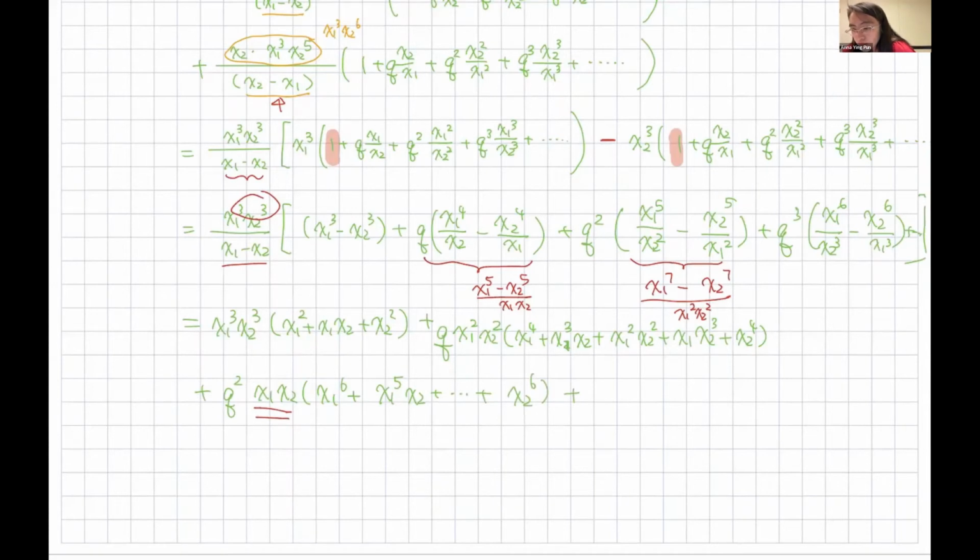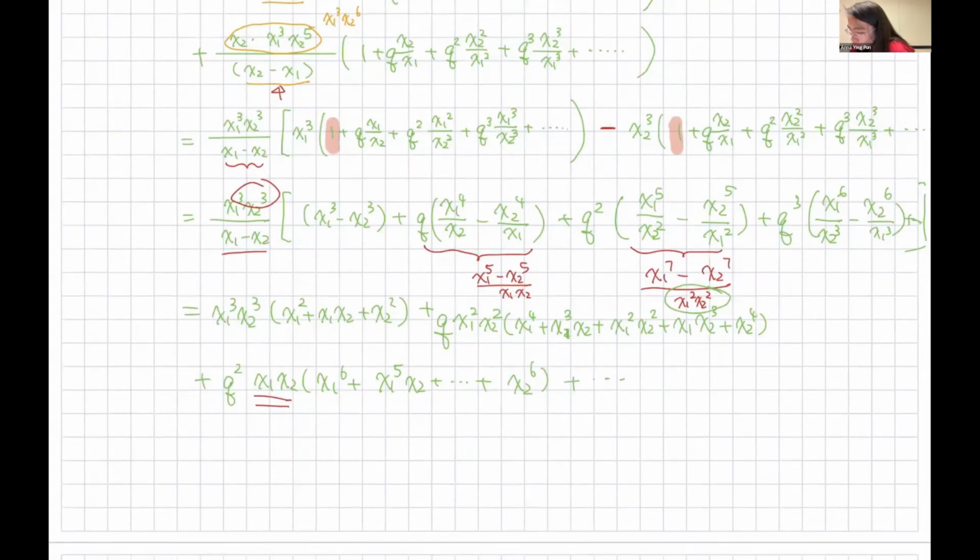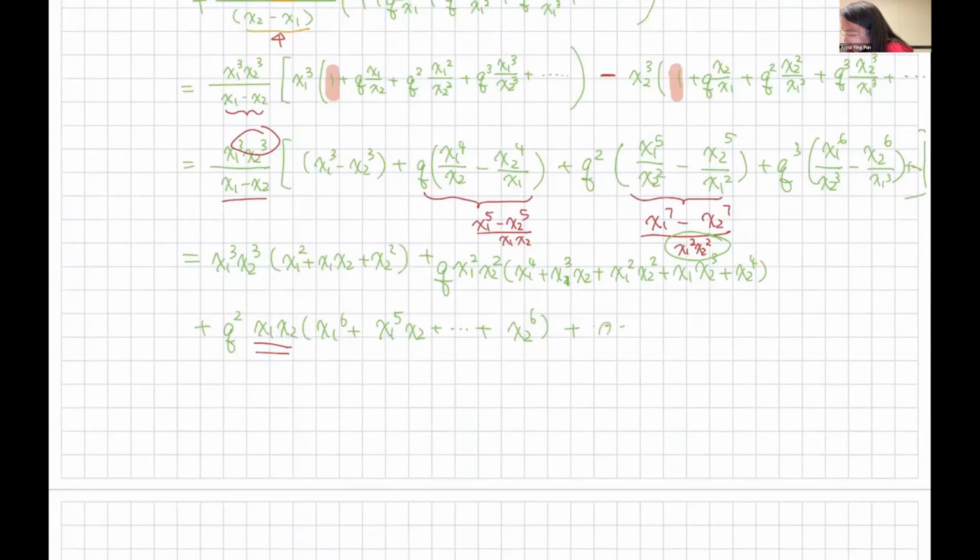And then if you do all these calculations, you can see that eventually your denominator will have power bigger than cube, so you will have some denominator. So you should be able to guess the pattern. This one is just q cubed and then x1^7 up to x2^7, okay? And then q to the power 4 would be x1^8 up to x2^8.